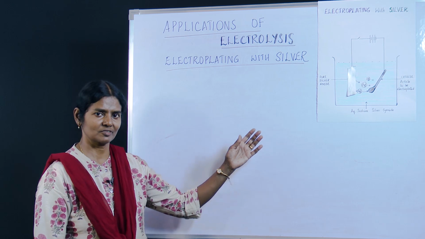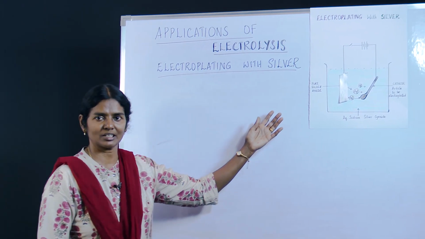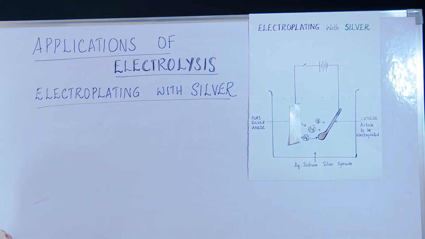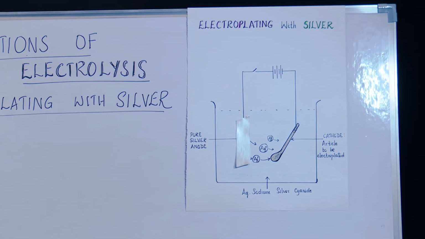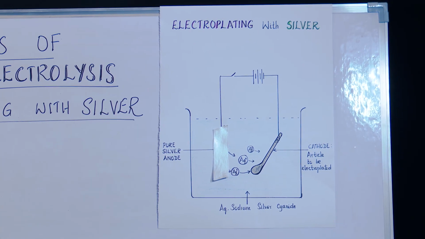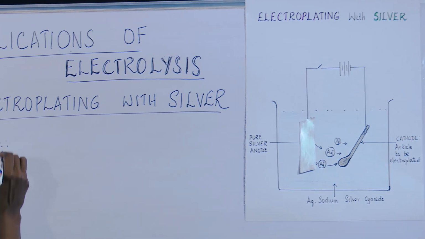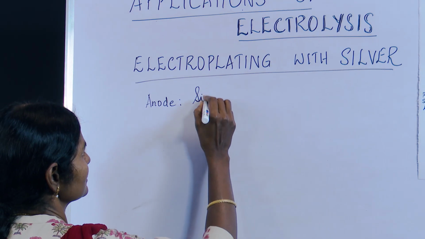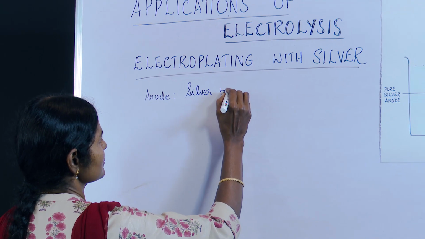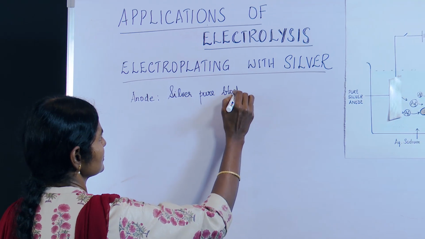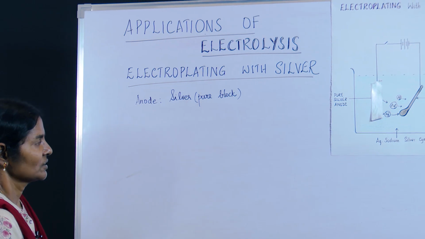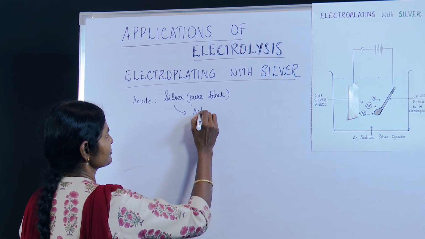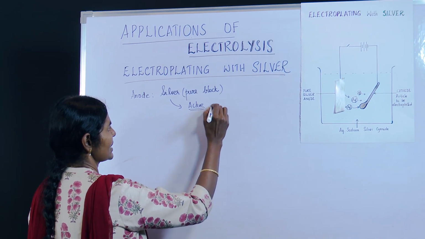Hello students, in this we are going to see the electroplating with silver, which we can also call silver plating or electroplating with silver. Now in this case again, let us see what the anode is made of. Because we are going to coat it with silver, the anode will be made of a pure silver block. Okay, and we should not forget that this anode is active. It's an active electrode.